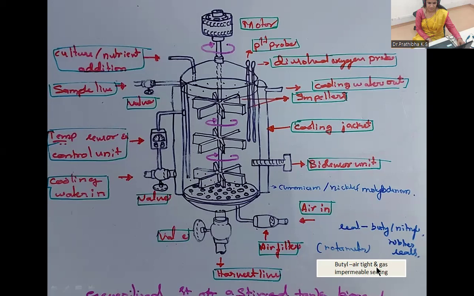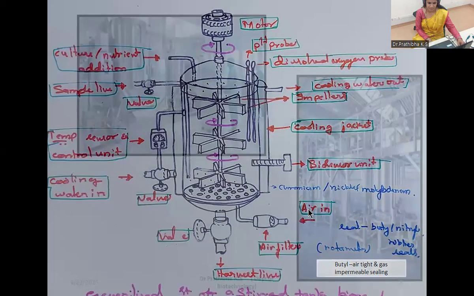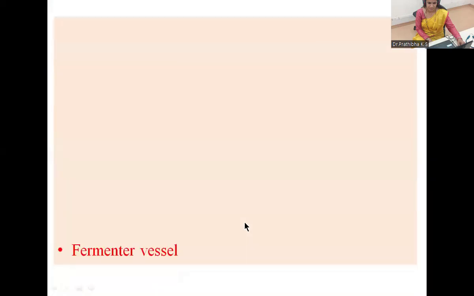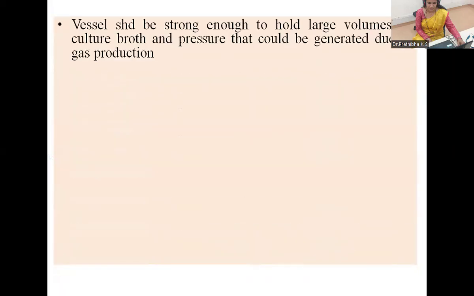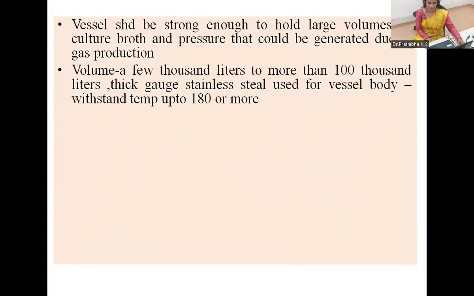Why are we using butyl rubber seals? Because butyl makes the seal airtight and gas impermeable. That's why the inlet and outlet pipes are sealed totally by using the chemical called butyl. It means all the inlet pipes and outlet pipes must be closed to minimize contamination. That is very important.